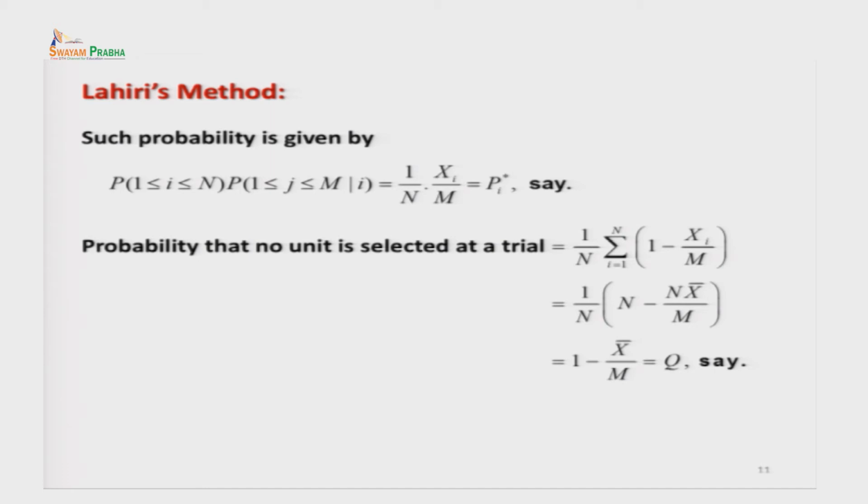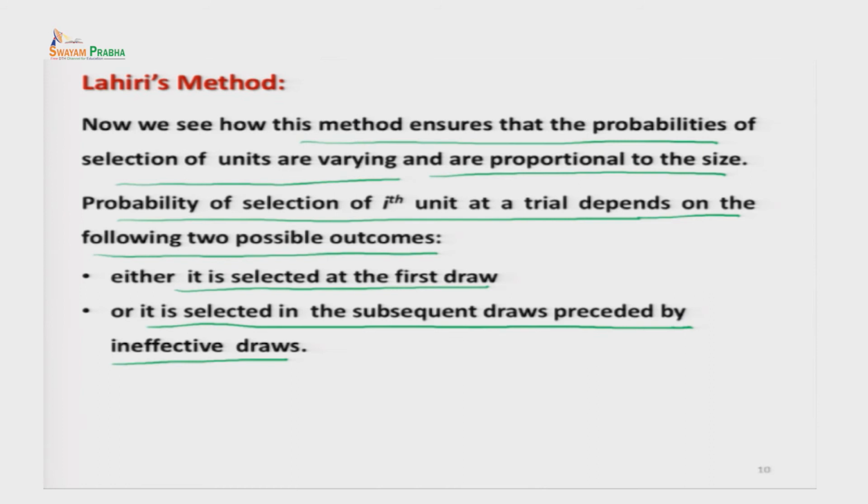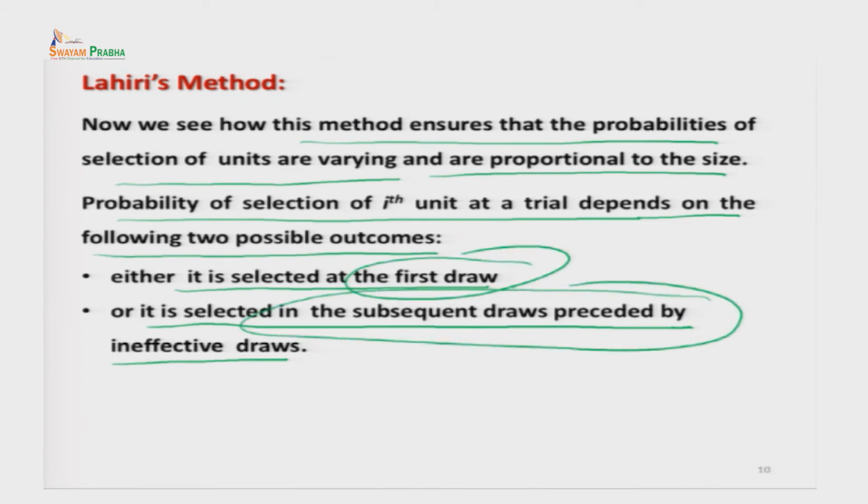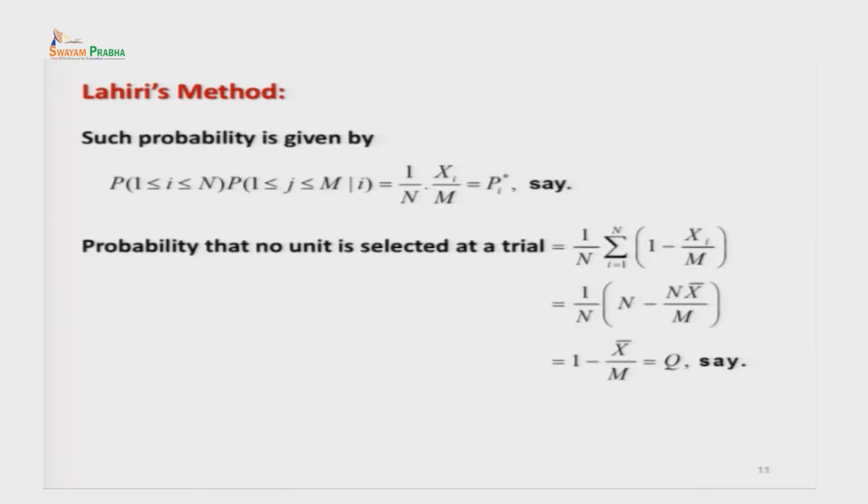Now we want to compute this probability. Obviously, these probabilities are not depending only on i or j, but they are depending on each other. So this is the type of probability that the unit is selected either at the first draw or at any of the subsequent draws. I am sure that you have done this type of problems in your probability theory courses also.